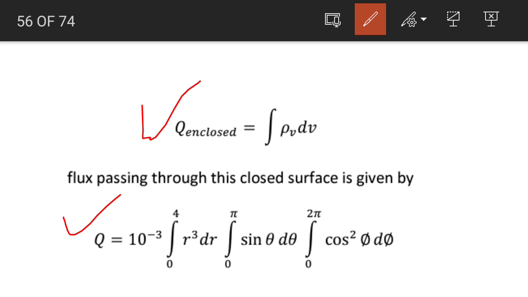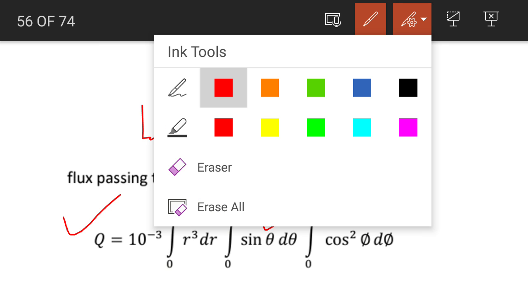So we have 10 raised to power minus 3. We have the integration of r cube dr, the integration of sine theta d theta, and the integration of cos square phi. I have not integrated, you see the right hand side, so please integrate it.